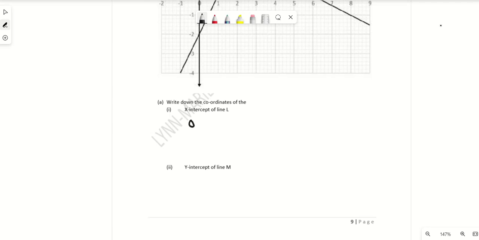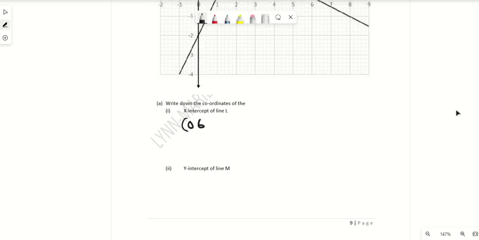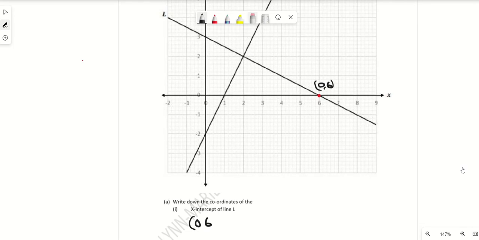Not 0 and 6, 6 and 0. What am I saying? Right, 6 and 0. X is 6, y is 0. Right, 6 and 0. Remember, y is 0 on your x-axis, so that is how I got 6 and 0.